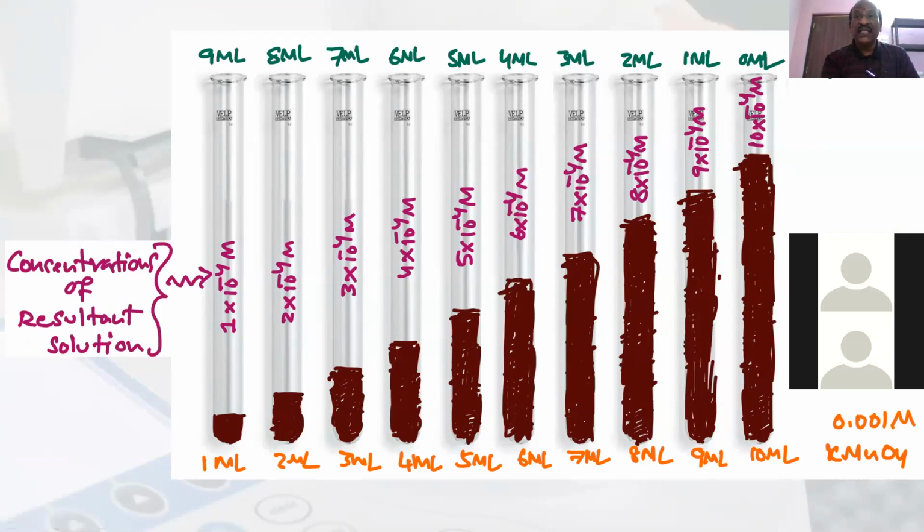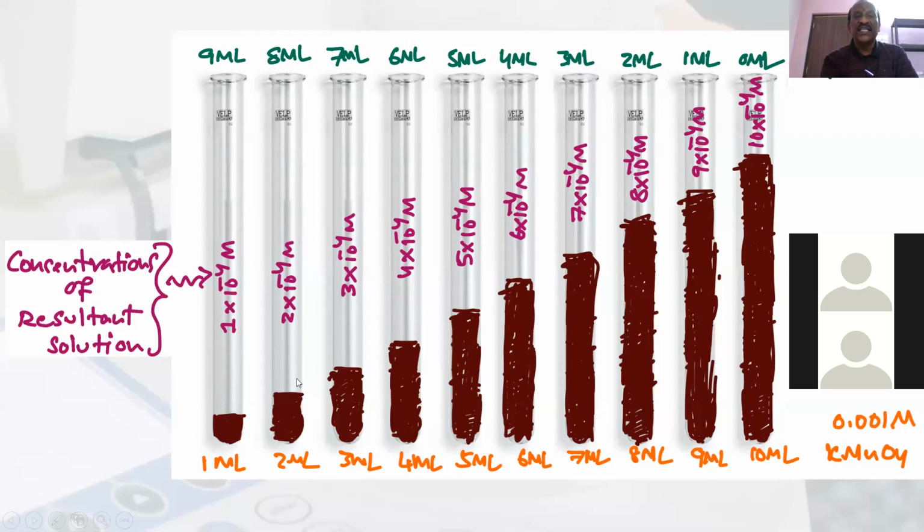Here you see we are taking 1 ml KMnO4 and 9 ml water. The volume will become 10 ml. So here you see V1 M1 is equal to V2 M2. Then we can calculate the concentration of this solution. This solution concentration is 1 into 10 to the power of minus 4.